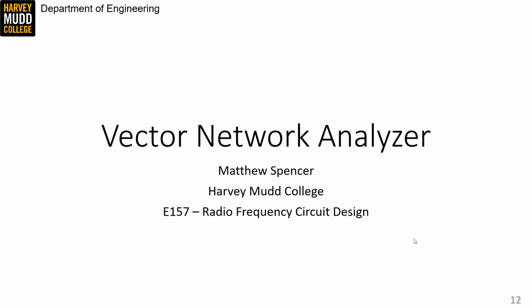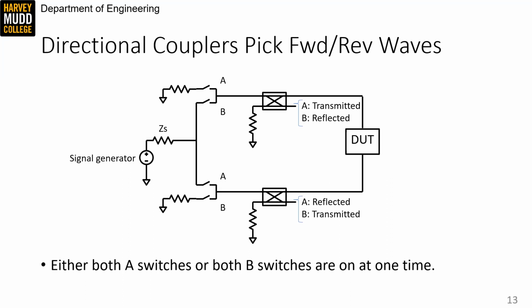In this video, we're going to discuss the operation of a vector network analyzer. This picture shows a simplified vector network analyzer. It features a signal source, a pair of directional couplers, and a few termination resistors that are matched to the system impedance. Two sets of switches are turned on and off in sync to configure the behavior of the system. If the A switches are on, then the generator signal will propagate forward through the lower coupler.